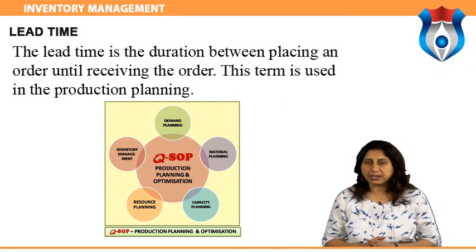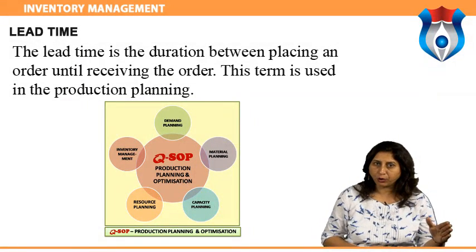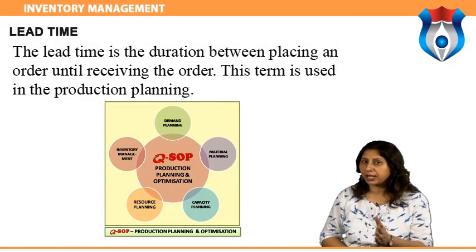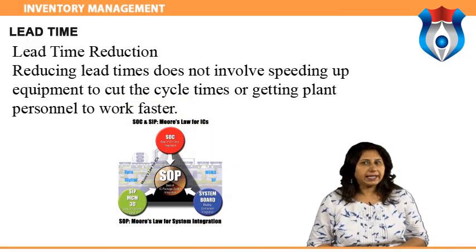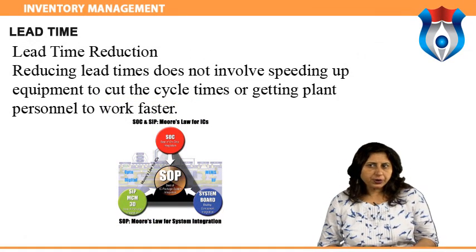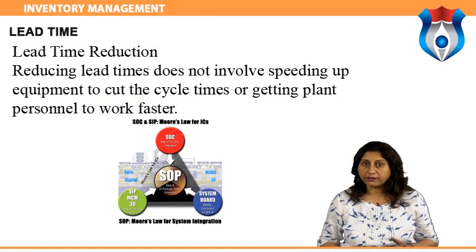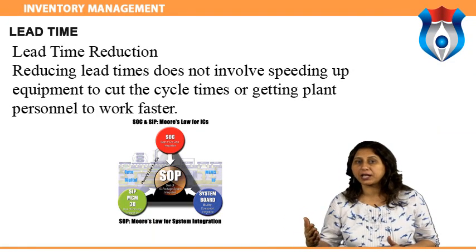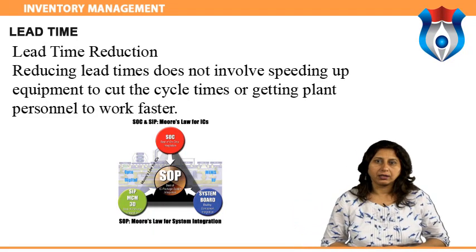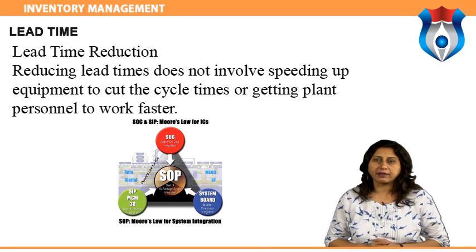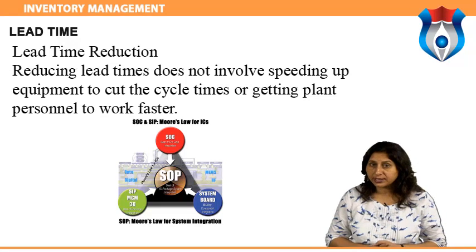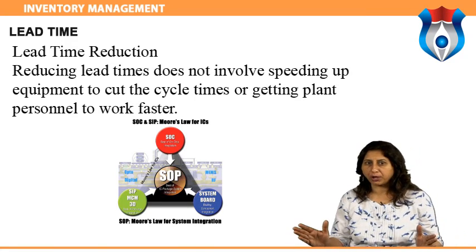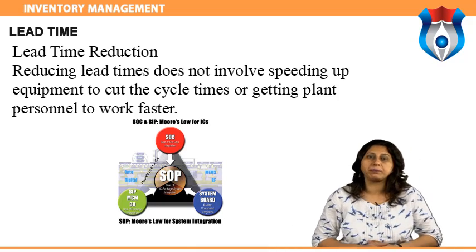Let's talk about lead time. The lead time is the duration between placing an order and receiving the order. This term is used in production planning. Lead time reduction. Reducing lead times does not involve speeding up equipment to cut the cycle times or getting plant personnel to work faster. What it does involve are the rapid fulfillment of customer orders and the rapid transformation of raw materials into quality products in the shortest amount of time possible.